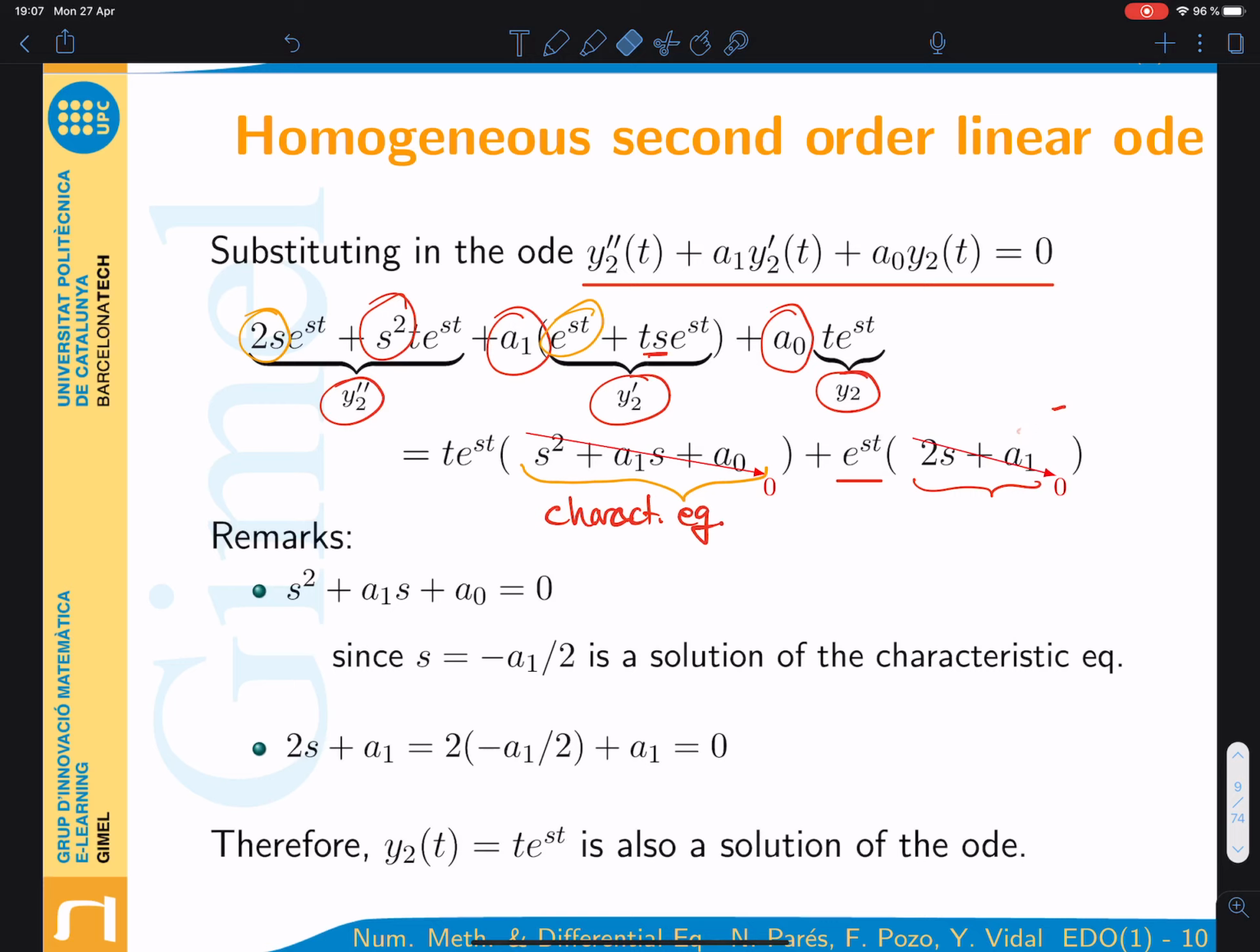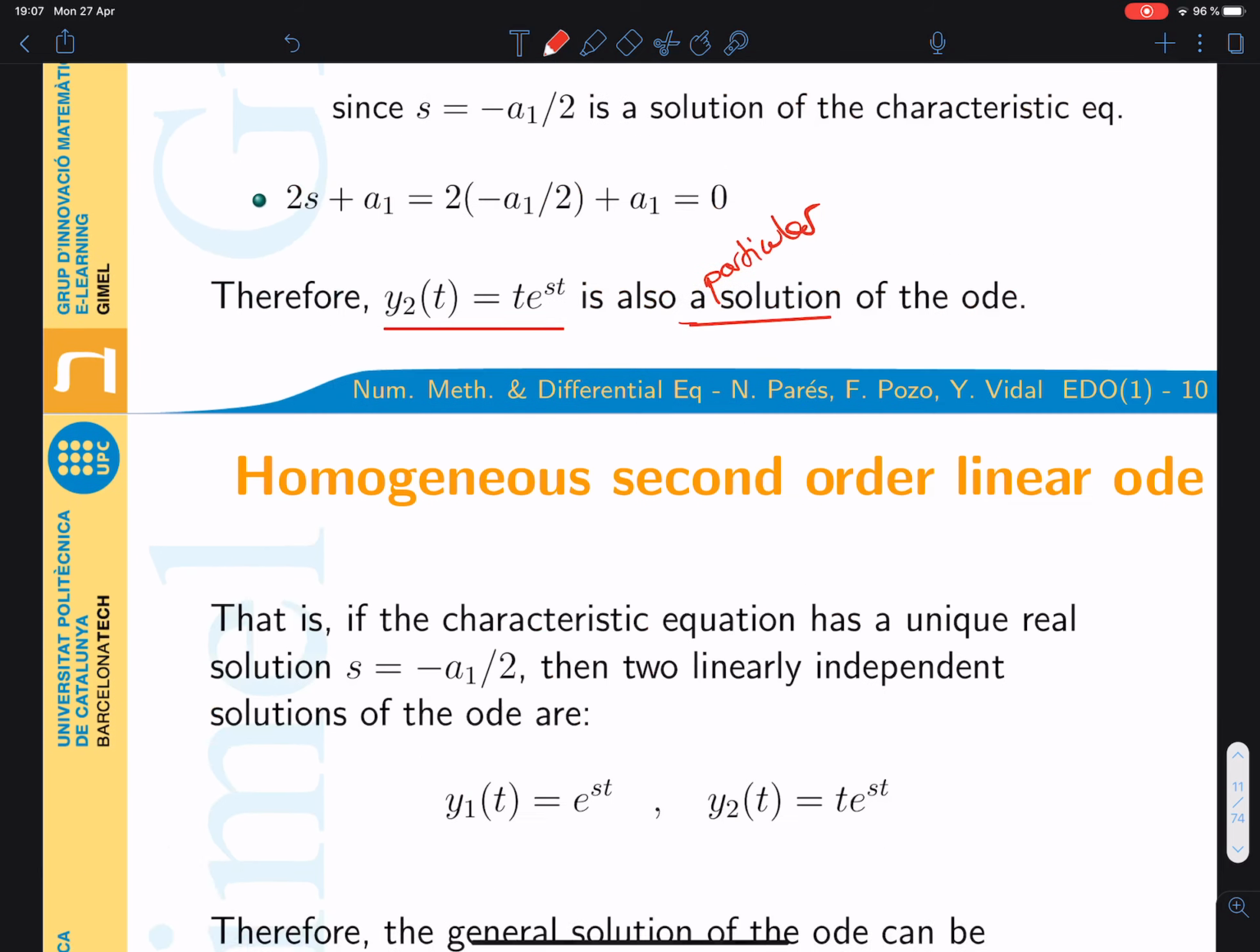I know that s is minus a1 divided by 2. So this 2 simplifies here, and I get minus a1 plus a1, and that is 0. So we verified that when I plug into the ODE the y2 I proposed, the result is 0. So it verifies the ODE. So we can ensure that this is a particular solution of the ODE. So this case 2 now is already solved.